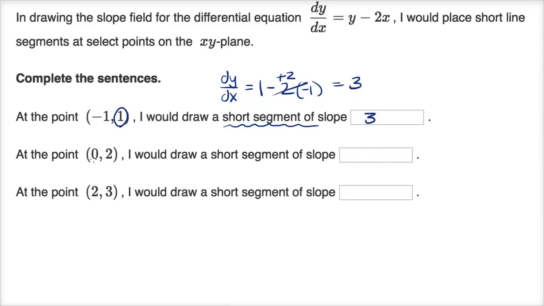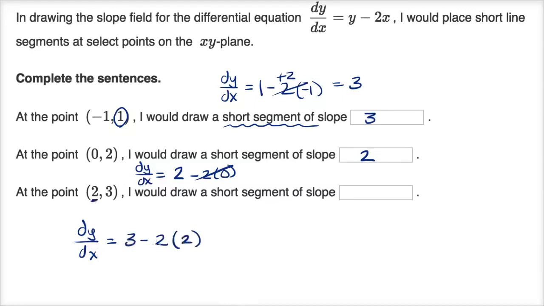And we keep going at the point 0, 2. Well, let's see, when x is 0 and y is 2, the derivative of y with respect to x is going to be equal to y, which is 2, minus 2 times 0. Well, that's just going to be 2. And then last but not least, for this third point, the derivative of y with respect to x is going to be equal to y, which is 3, minus 2 times x. X here is 2. 2 times 2 is 4, 3 minus 4 is equal to -1. And that's all that problem asks us to do.